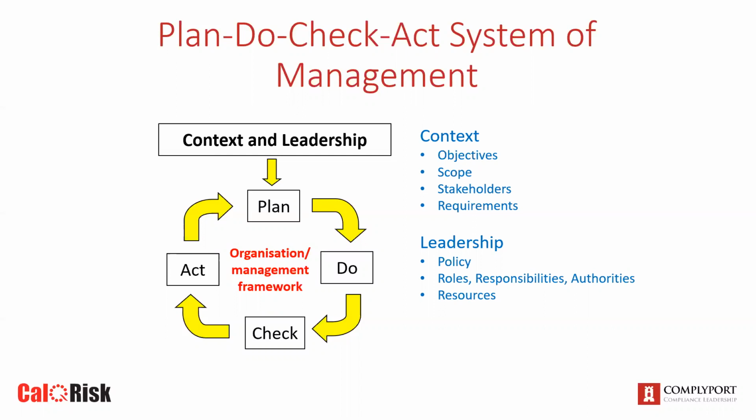The first is the context and leadership. This is where it all starts. The context is the organization. Now, certainly ISO management system standards talk about understanding the organization, and it's nothing more complicated than, well, what are the objectives of the organization? What's the scope of what you're trying to manage? Is it one operation in the UK, or is it multiple operations in multiple countries? Who are the stakeholders? Regulators, customers, suppliers, employees, and what are their requirements? What do they expect from this management system?